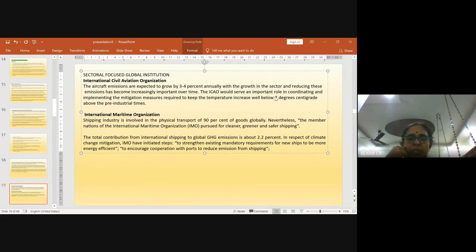So the member nations of the International Maritime Organization pursue cleaner, greener, and safer shipping. So the total contribution from international shipping to global greenhouse gas emission is about 2.2%. So in respect of climate change mitigation, the International Maritime Organization has initiated steps to strengthen the existing mandatory requirements for new ships to be more energy efficient, and to encourage cooperation with ports to reduce emission from shipping.